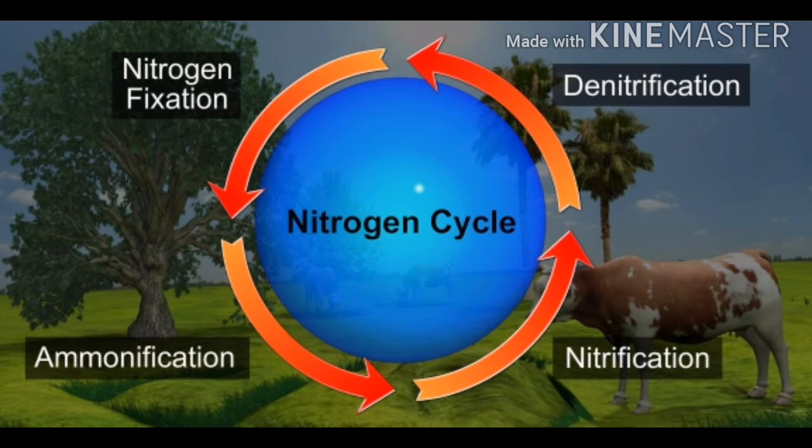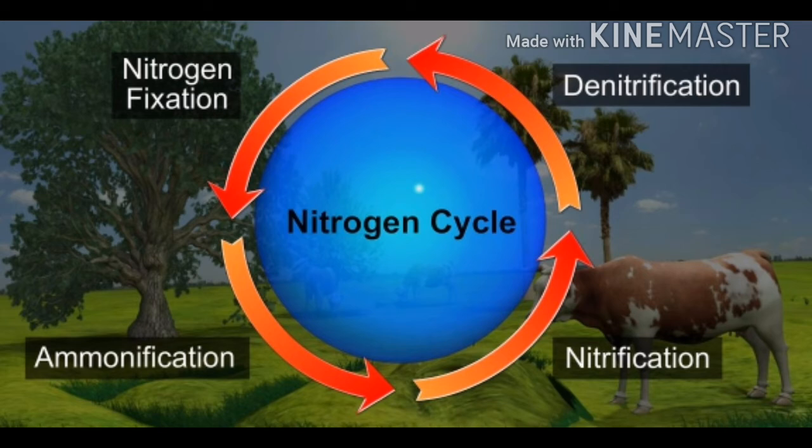जो Nitrosomonas bacterium है ये ammonia को nitrites में convert करता है. And the second bacterium is Nitrobacter, which converts nitrites into nitrates. जो Nitrobacter bacterium है ये nitrites को nitrates में convert करता है. And these two bacteria are nitrifying bacteria, Nitrosomonas and Nitrobacter. Nitrosomonas converts ammonia into nitrites, and Nitrobacter converts nitrites into nitrates.